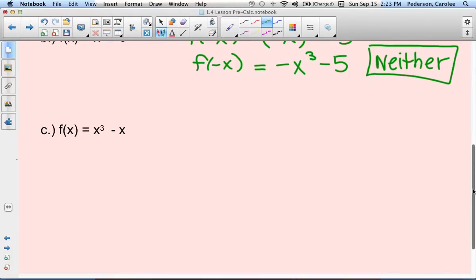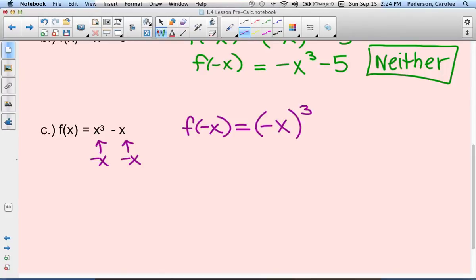Example C, same test. F of negative x equals, replace this with a negative x, replace that with a negative x. So the first x replaces with a negative x, still raised to the 3rd power, minus, replace this x with a negative x. Now let's simplify it. Negative x times negative x times negative x is a negative x cubed. And then we have a negative x times a negative x is a positive x.